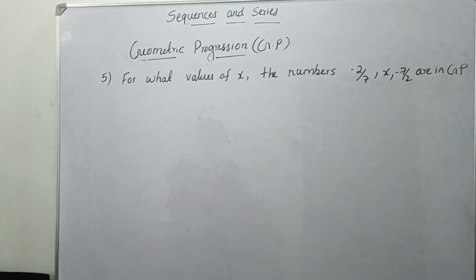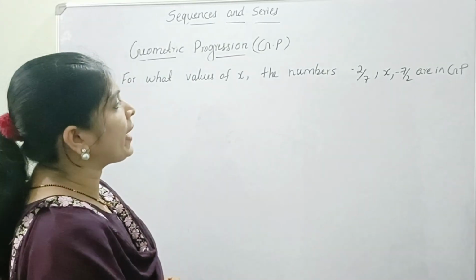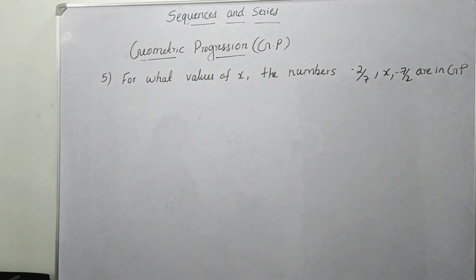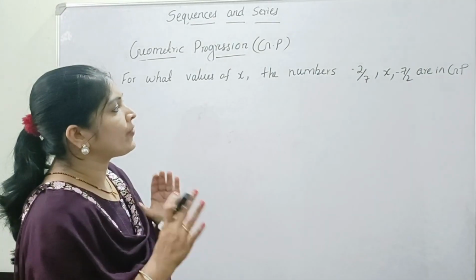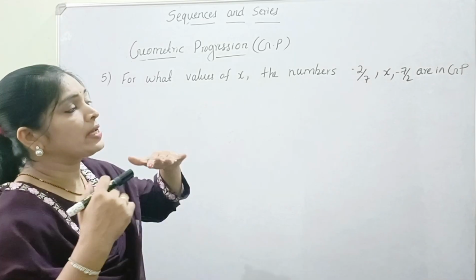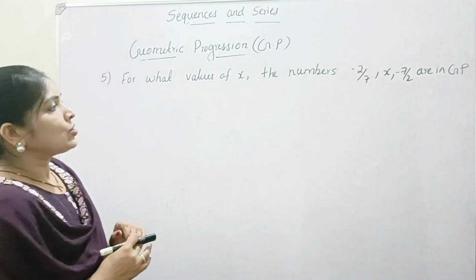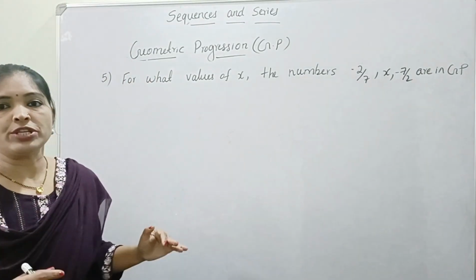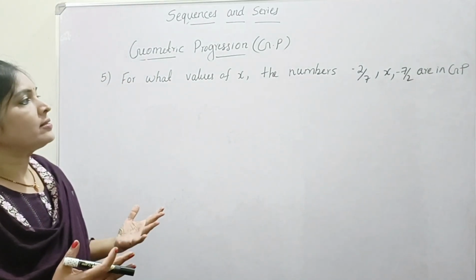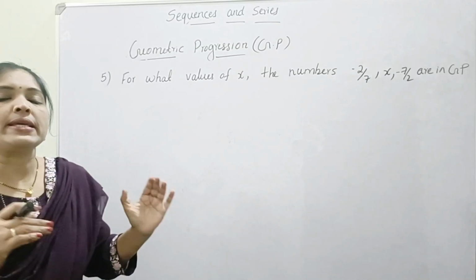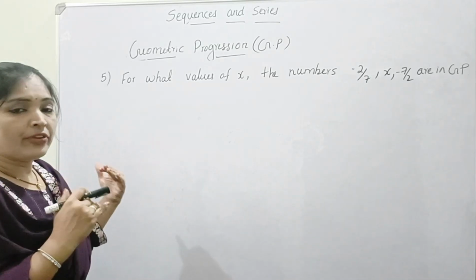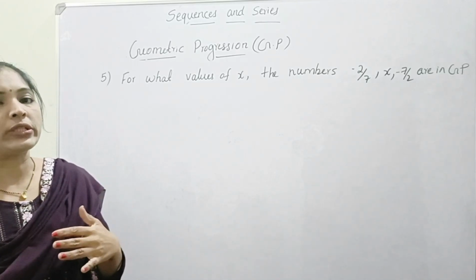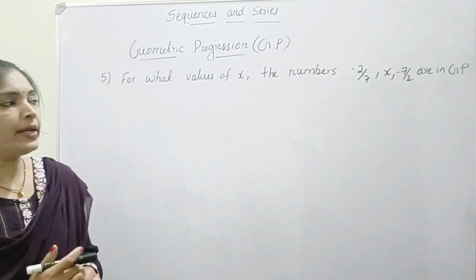Next question is, for what values of x the numbers minus 2 by 7, x, minus 7 by 2 are in GP? Here we have to find the value of x so that the given sequence is in GP. As I mentioned before, in the geometric progression definition, we can say the given sequence is in GP when every ratio, that means second term divided by first term, is equal to third term divided by second term, right?